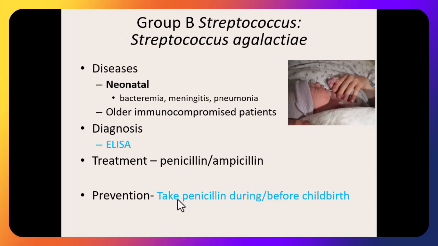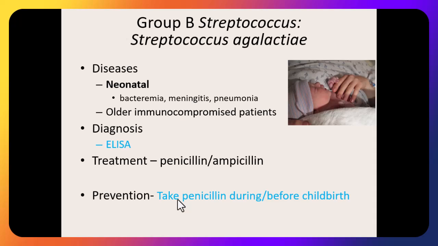It can get into the bloodstream and cause bacteremia, it can cause meningitis, it can cause pneumonia, it can cause death. And this happens in about every 3 or 4 out of 1,000 births. It can also cause severe complications, same types of things, in older immunocompromised patients.